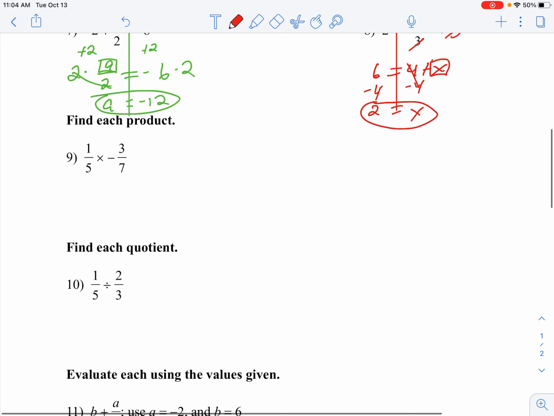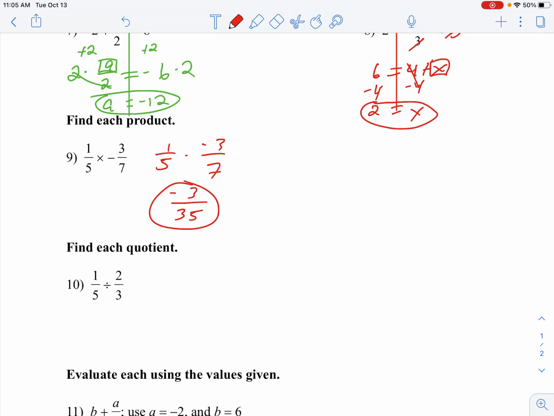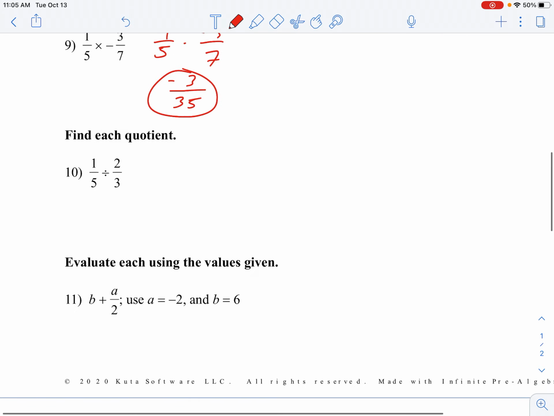All right, a little bit of review on multiplying fractions here. Multiply numerators, multiply denominators. That negative either goes with the numerator or the denominator, but not with both of them. Typically, we move it to the numerator. And then 1 times negative 3 is negative 3. 5 times 7 is 35. Reduce it if you can. You cannot.